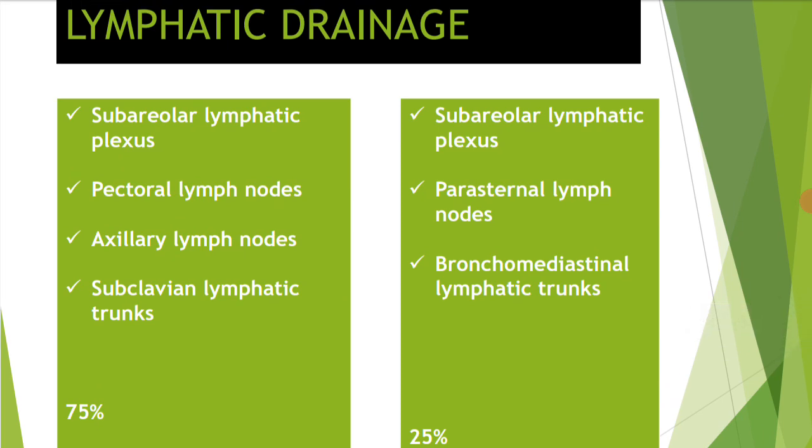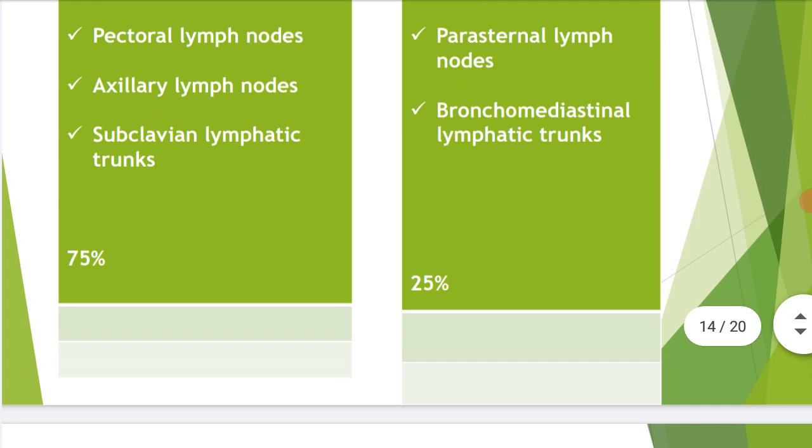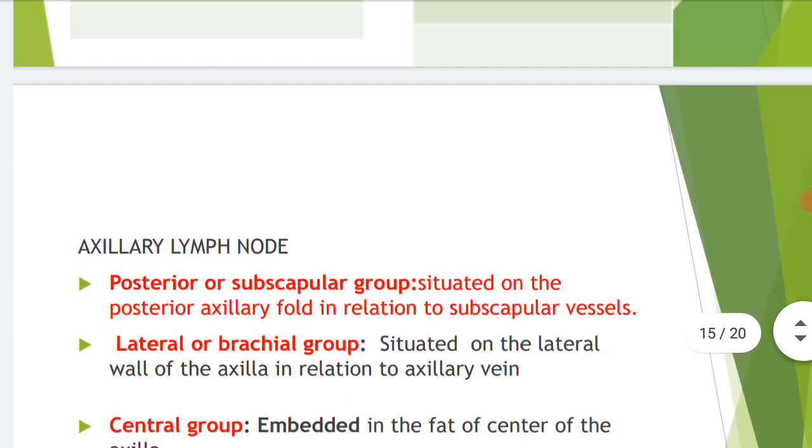The next one is the subareolar lymphatic plexus and the parasternal lymph nodes. The subareolar lymphatic plexus drains into the parasternal lymph nodes, which drain into the bronchomediastinal lymphatic trunks. These include 25% of the lymphatic drainage.